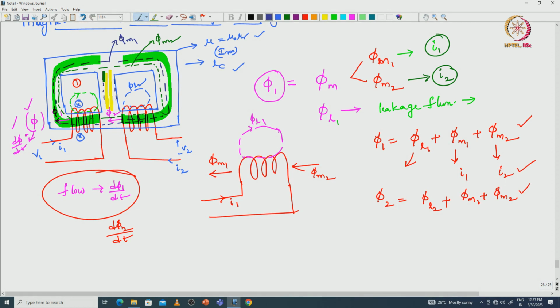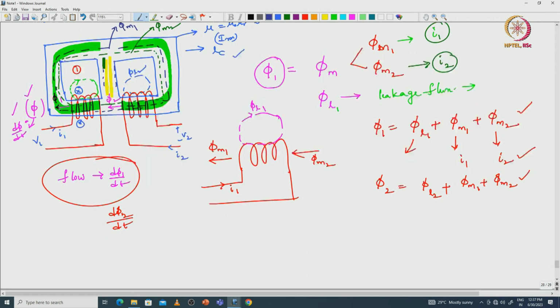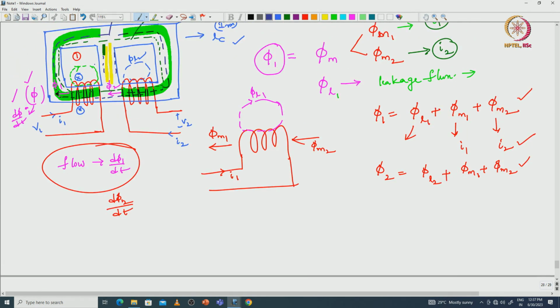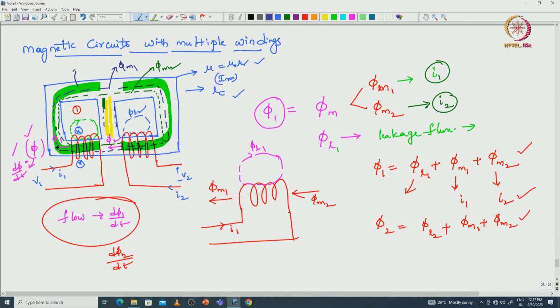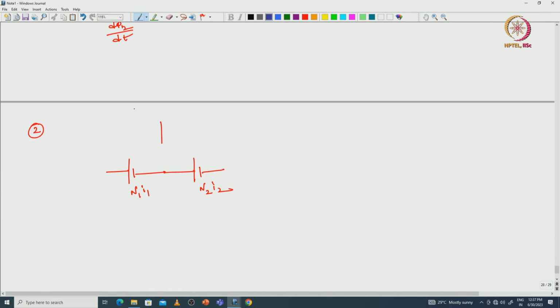Some flux lines will flow here also. This is Ly, and this yellow region is Lx, the length of that magnetic path. So, I can draw the equivalent circuit in this fashion.